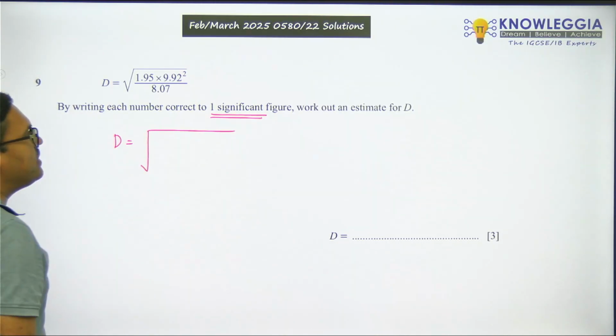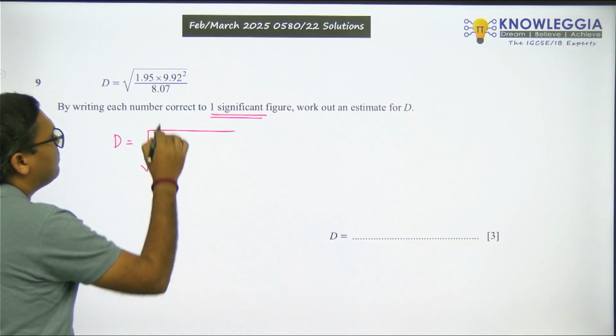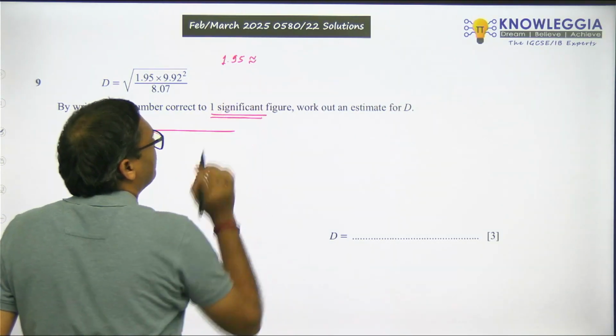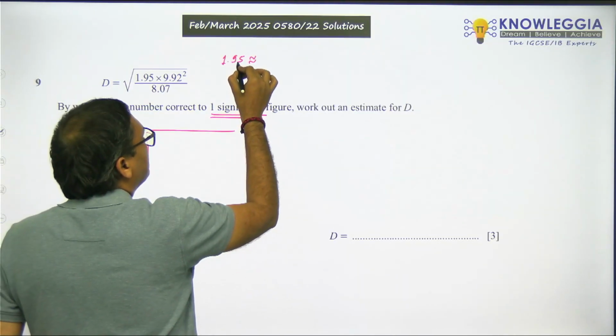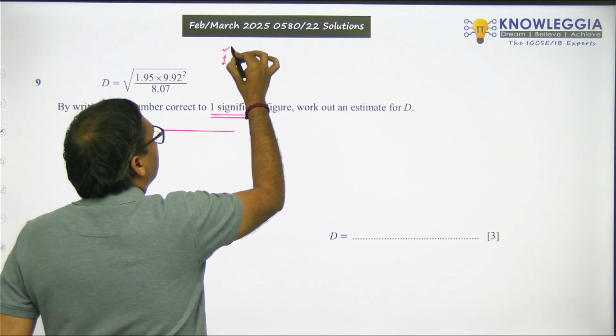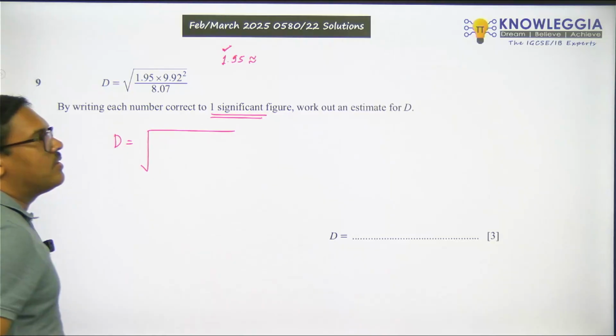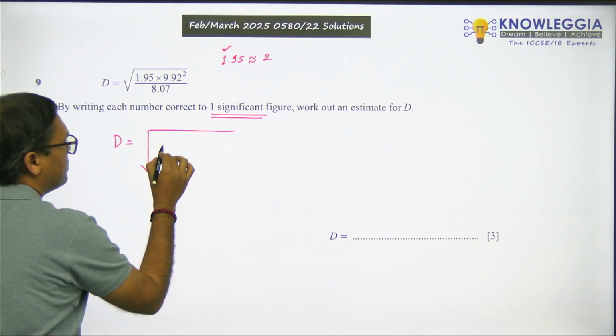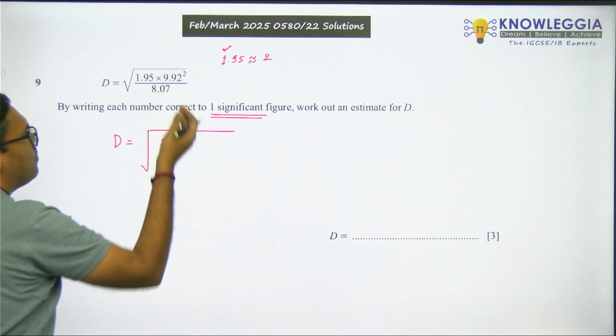We will write this to one significant figure. So what is 1.95 to one significant figure? You can see here, this is the first significant figure, that is 1, and the next value is more than 5. So this will be only 2. Okay. So this is 2 multiplied with, what is the next?